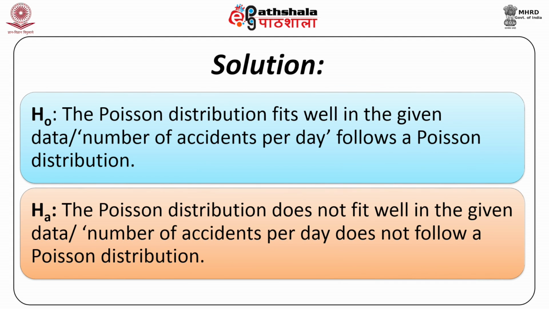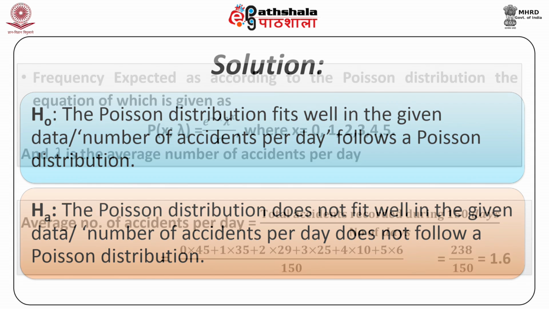Let's look at the solution of this example. The solution is that H naught is that the Poisson distribution fits well in the given data, which basically means that the number of accidents per day follows a Poisson distribution. What is the alternative hypothesis? It is that the Poisson distribution does not fit well in the given data, which basically means that the number of accidents per day does not follow a Poisson distribution.